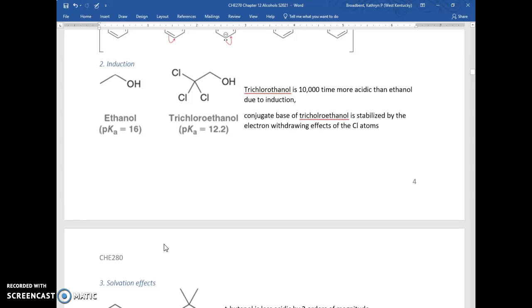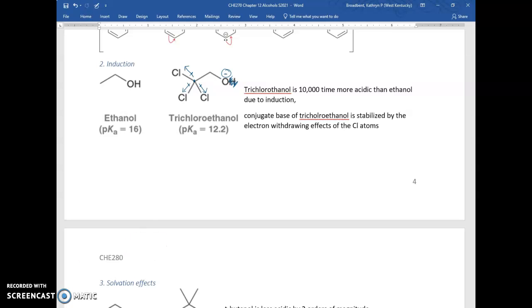The second thing that can affect the acidity is induction. So trichloroethanol is 10,000 times more acidic than ethanol, and this is because of induction. We have the chlorines here drawing electron charge away from this oxygen, and so when we get a negative charge here, it's stabilized by a partial positive charge on that carbon atom that's right here.